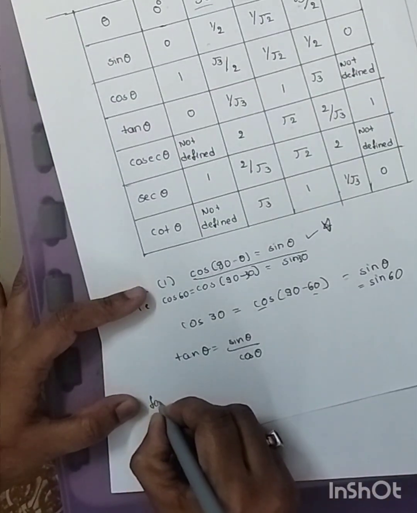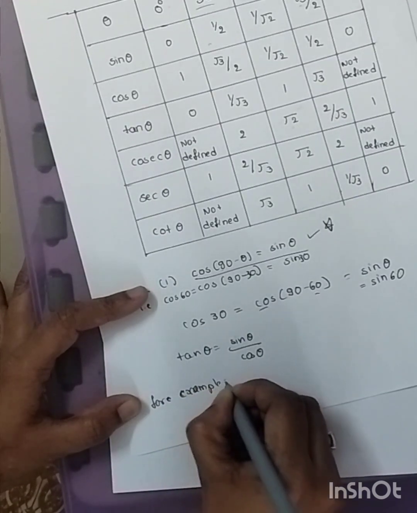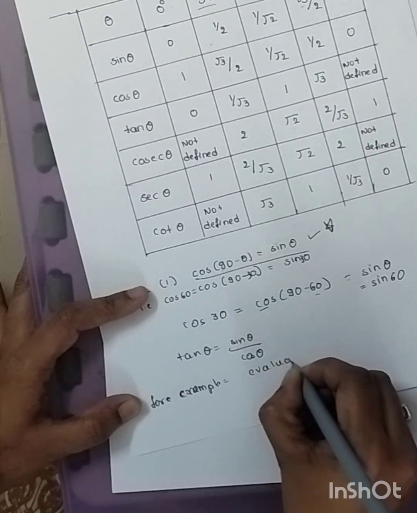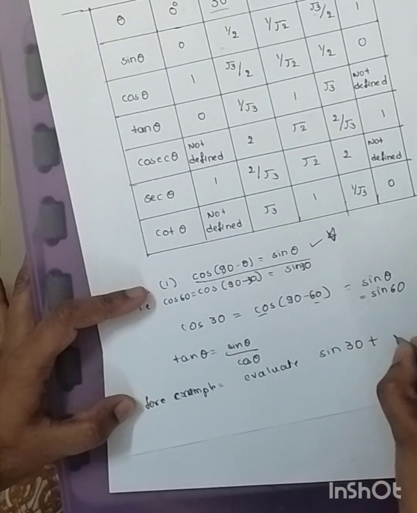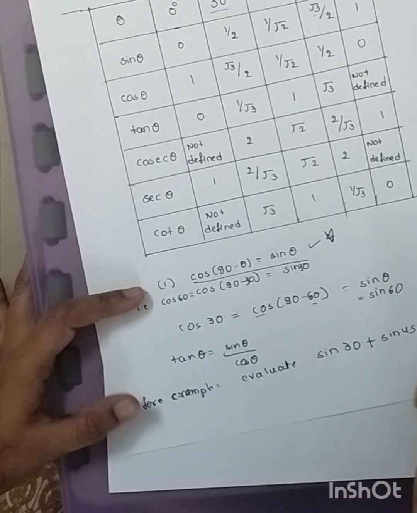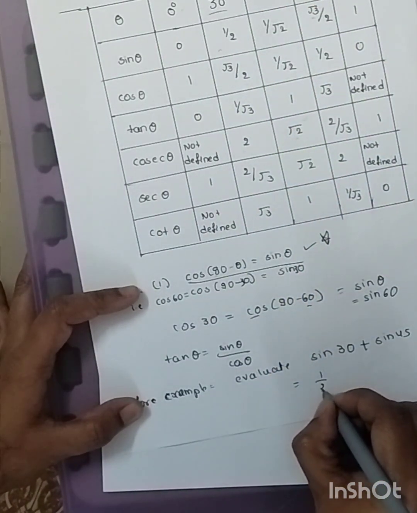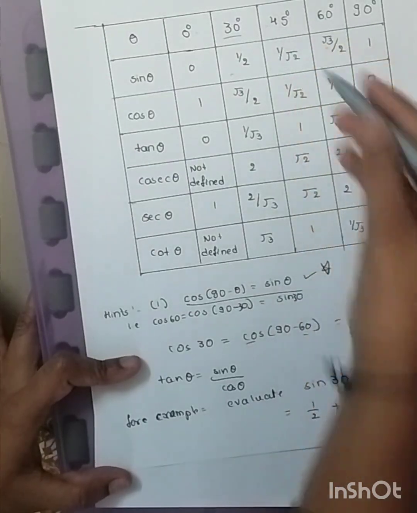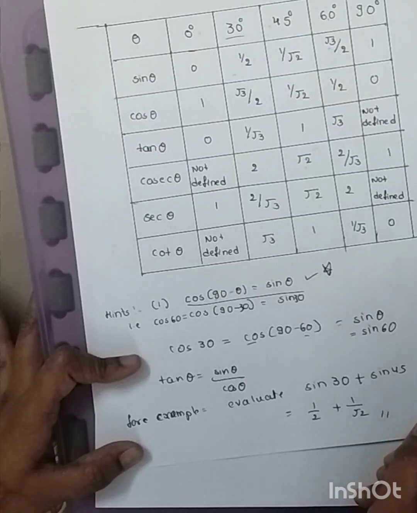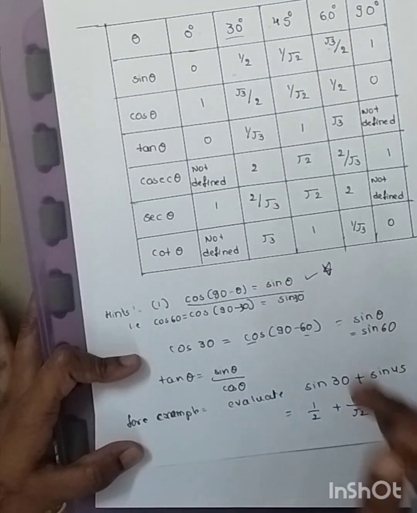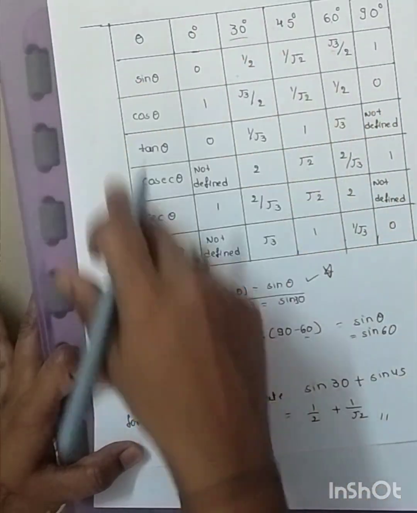For example, evaluate sin 30 plus sin 45. What is the value of sin 30 here? It is 1 by 2, right? What is sin 45? Sin 45 is 1 by root 2. So this is the answer for sin 30 and sin 45. Similarly, they will give different ratios for different angles, that is 30, 45, 60, 90. You should be able to evaluate using this trigonometric table.